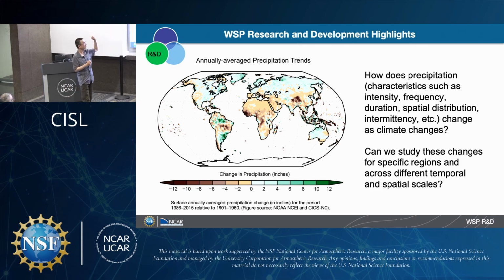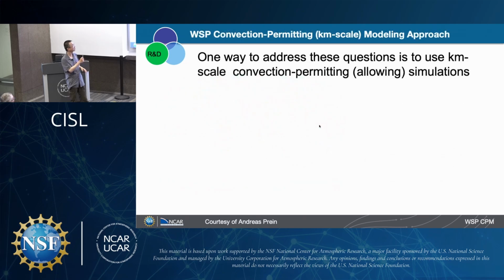The 2 leading questions for our water system program from the beginning are: how does precipitation change as climate changes, including all its different characteristics? And can we study these changes for the globe, specific regions, and across different temporal and spatial scales? To answer that question, there are multiple ways. Developing better convection parameterization in the global Earth system model is one way. But also super parameterization, if you've heard of that name, which Wojciech developed, tries to embed another cloud resolving model within the grid of a climate model to resolve these precipitation processes.